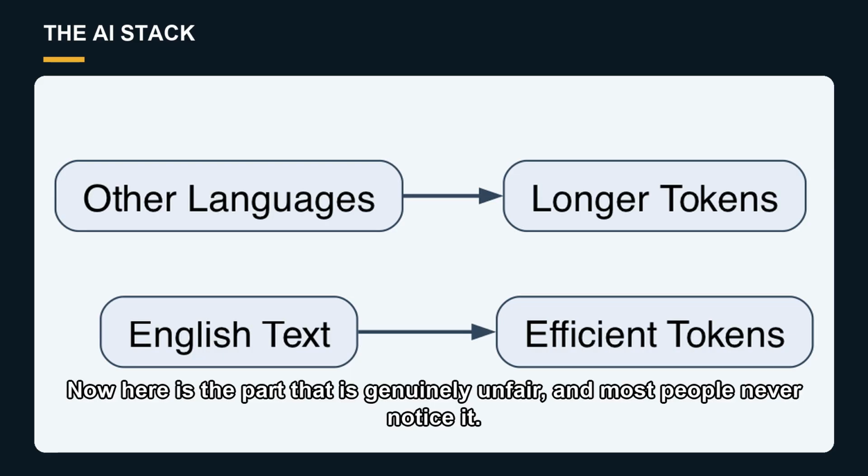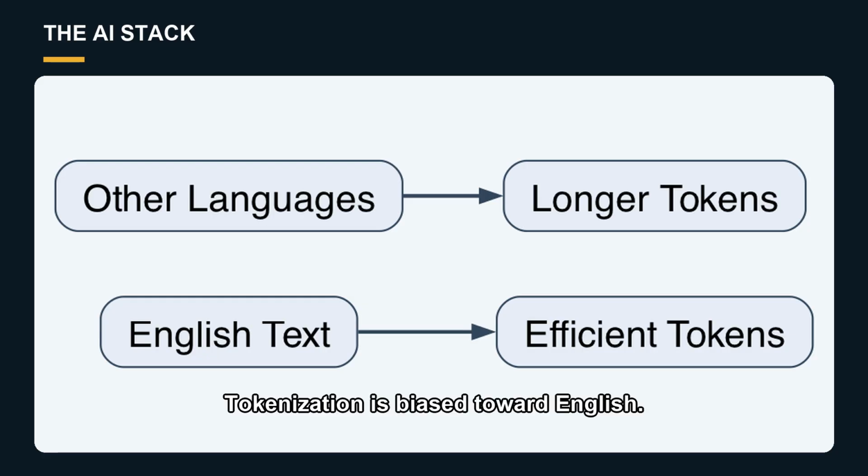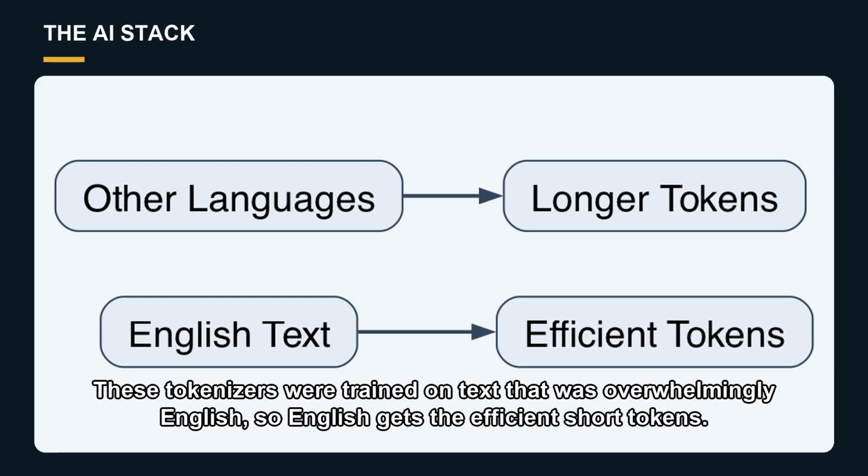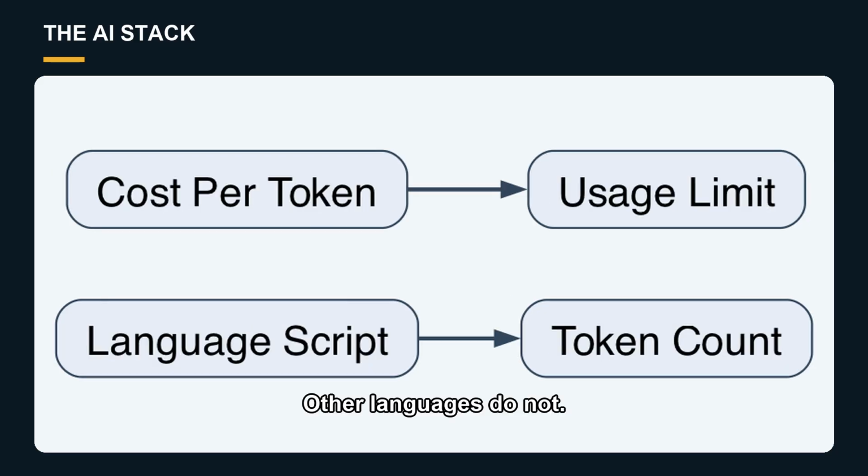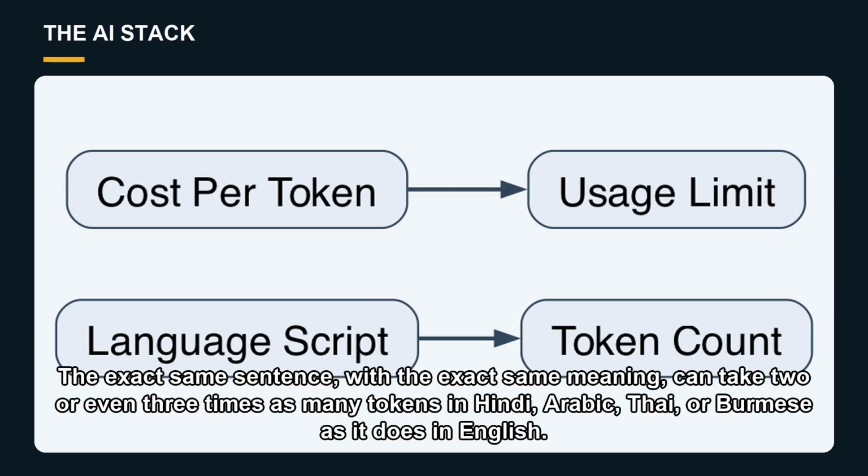Now, here's the part that is genuinely unfair, and most people never notice it. Tokenization is biased toward English. These tokenizers were trained on text that was overwhelmingly English, so English gets the efficient, short tokens. Other languages do not. The exact same sentence with the exact same meaning can take 2 or even 3 times as many tokens in Hindi, Arabic, Thai, or Burmese as it does in English.